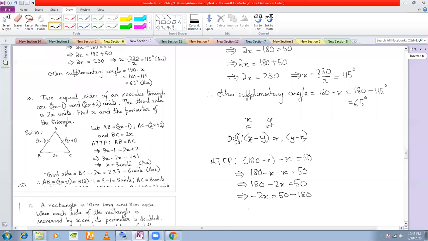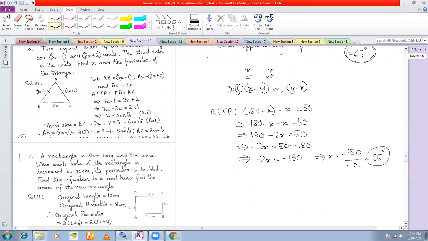Take x on one side and the constants on the other side. So you get minus 130. So you get x is equal to minus 130 divided by minus 2. So you get this as 65 degree. So what is the difference here? See, you are getting here 65 degree as x. Here I got 180 minus x as 65 degree. That is the difference if you take the other way around.